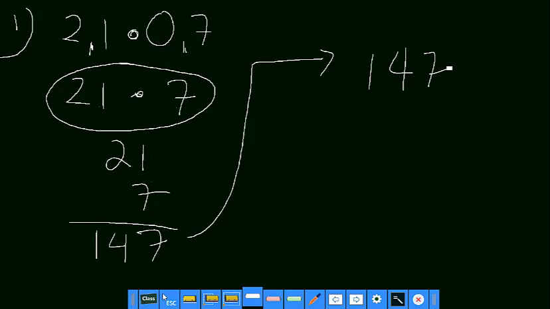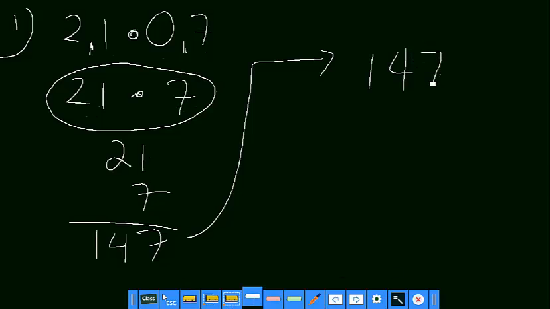Now, do we have to stop? No, not yet. You notice that the original problem is 2.1 times 0.7. The problem is not 21 times 7. We only use 21 times 7 as a tool. So let me just change it for a little bit.